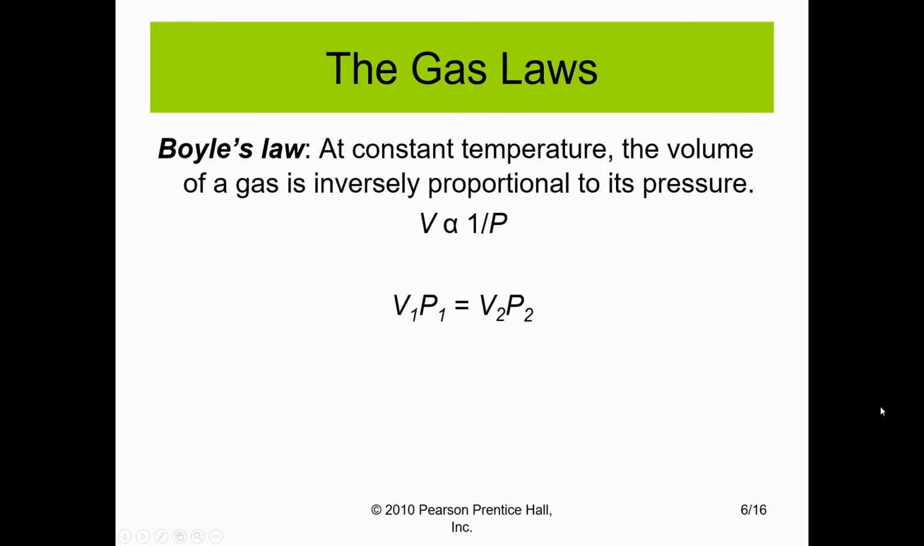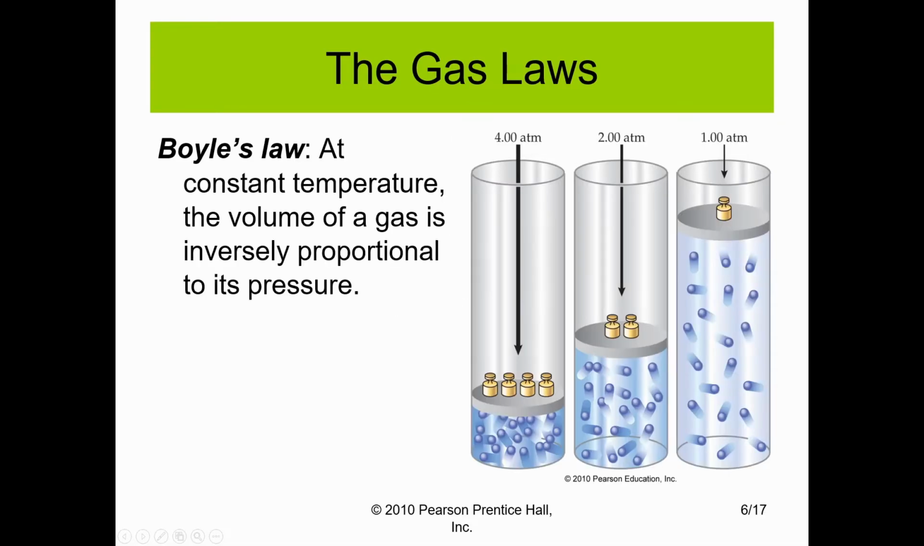We can look at the equation: on the left side we have the initial state, and on the right side we have the final state. In the initial state, it says that the initial volume times the initial pressure is going to be equal to the final volume times the final pressure. In general, the volume is inversely proportional to the pressure.